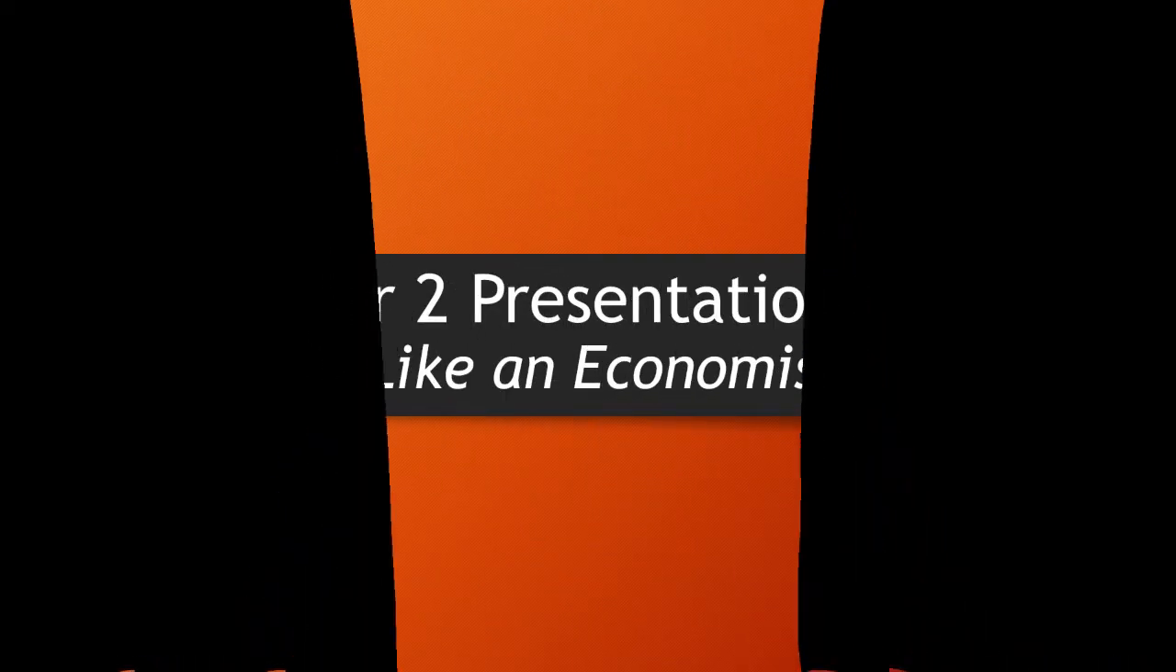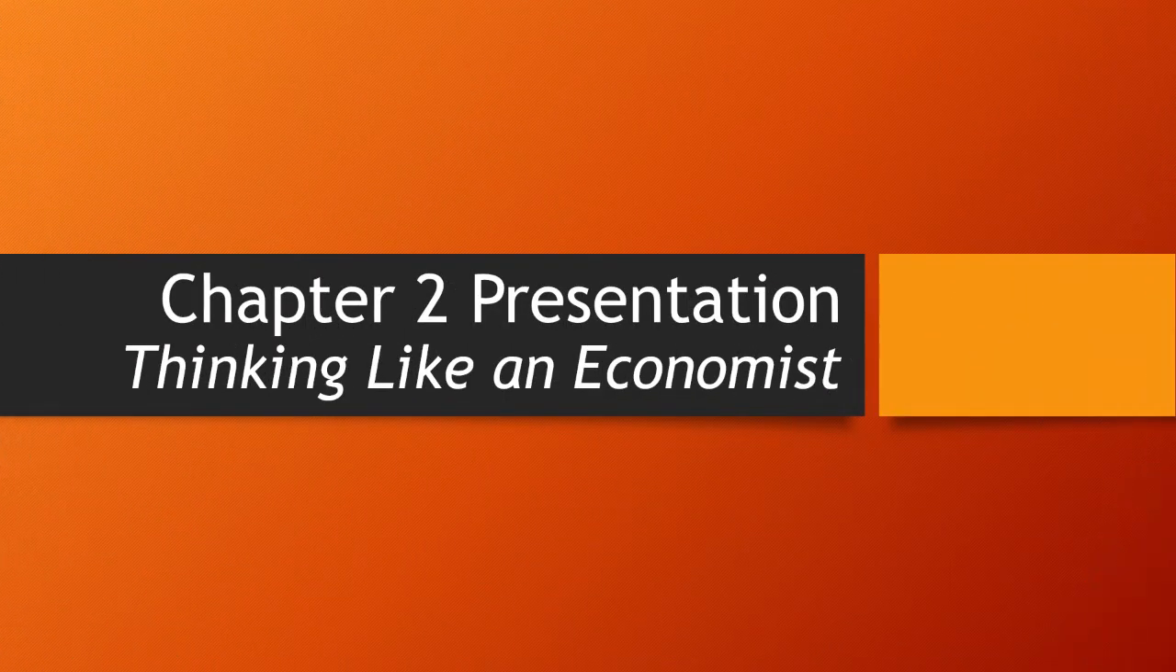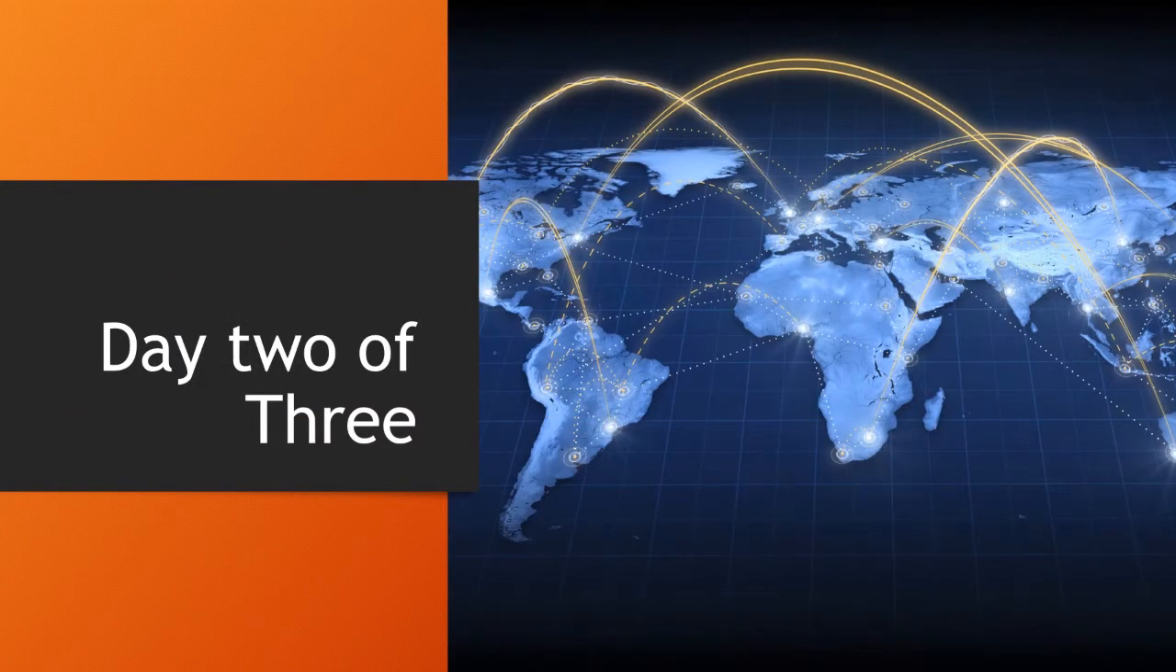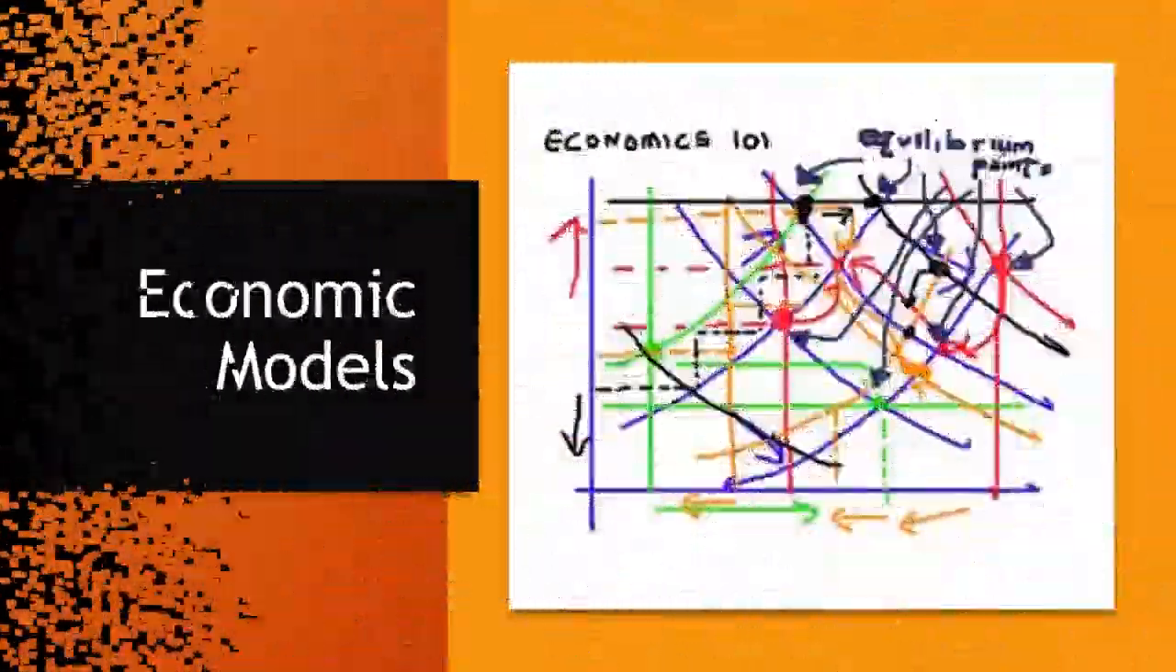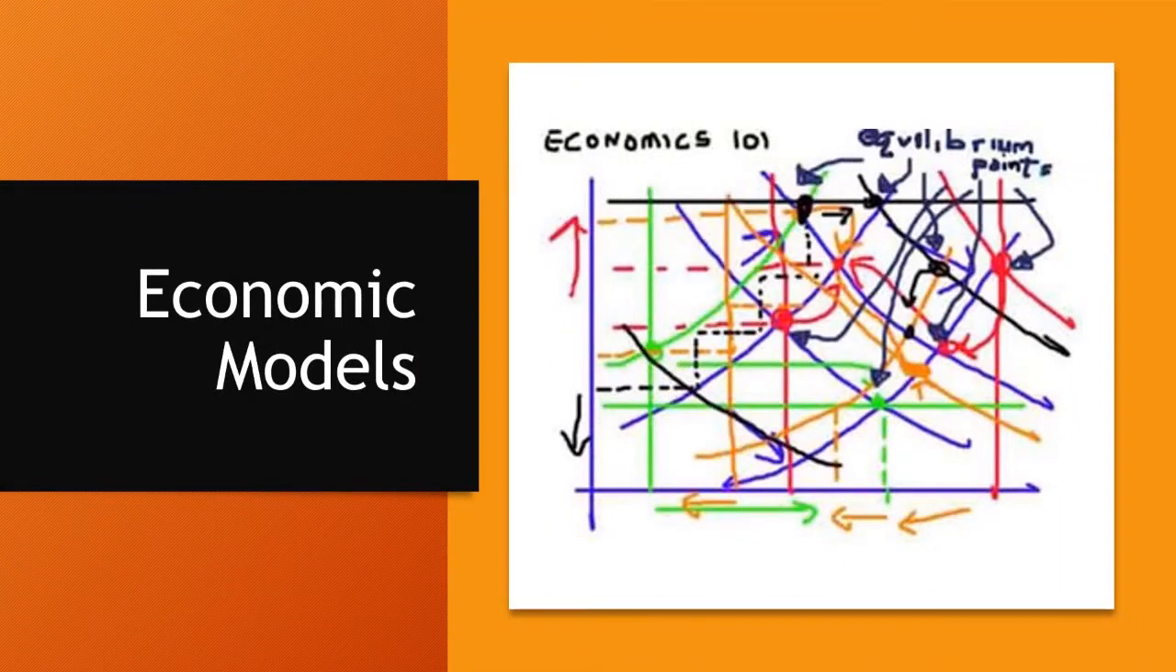And so this is part 2 of our chapter 2 presentation, Thinking Like an Economist, the second of 3. And we're going to begin with the section that is still part 1 in your textbook on economic models.